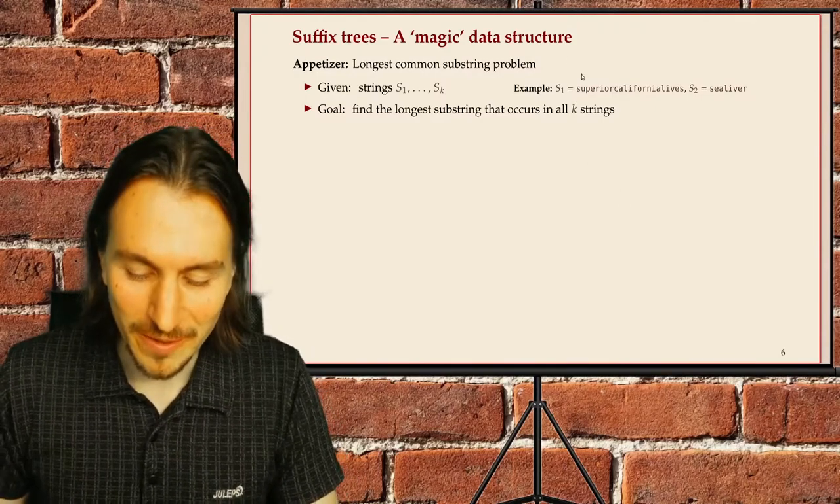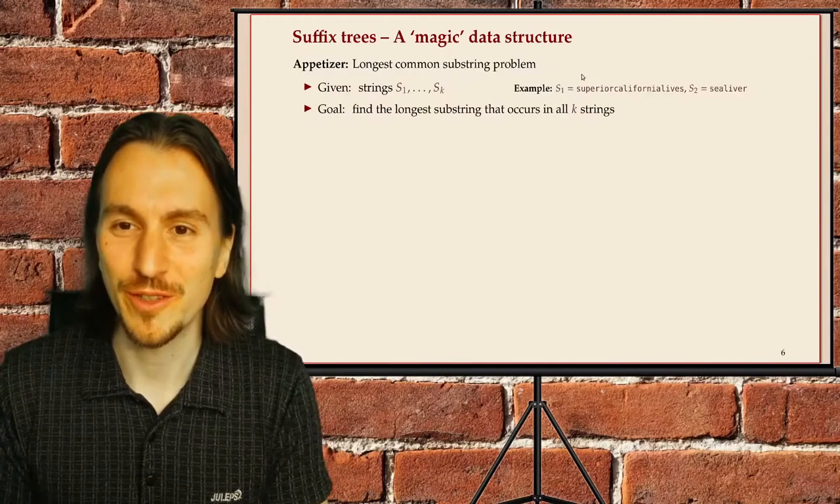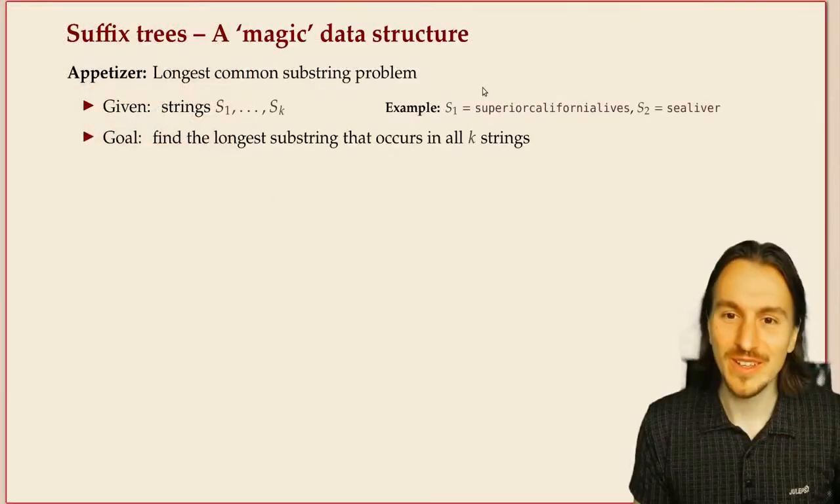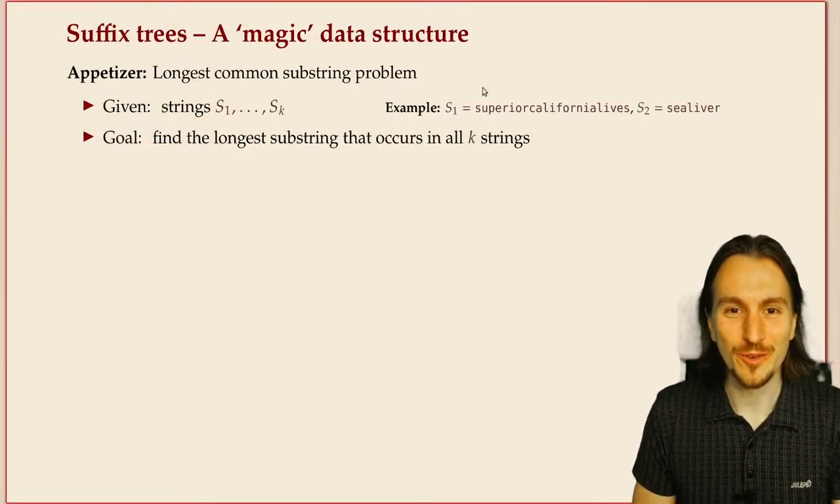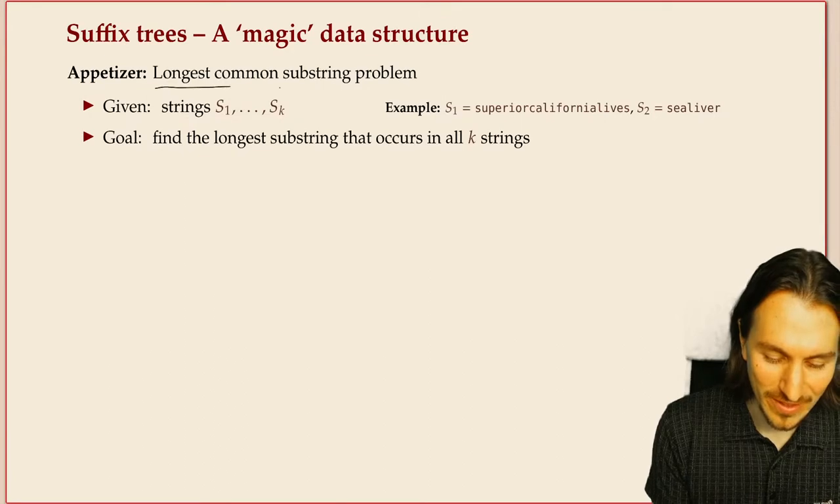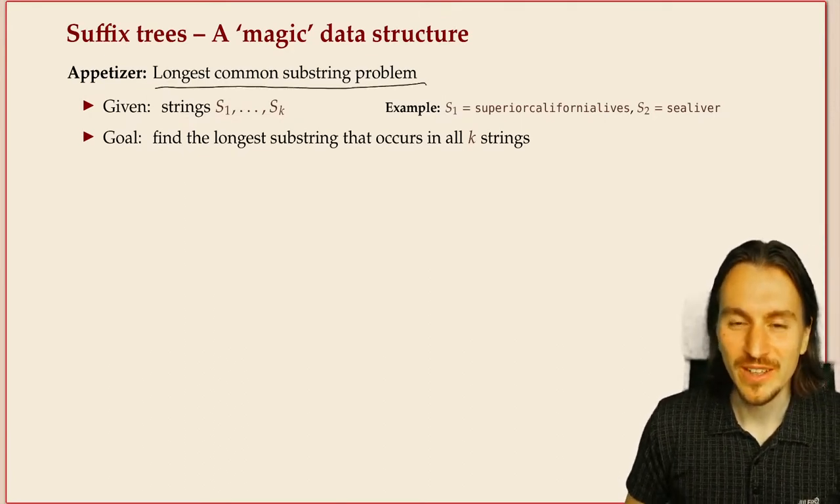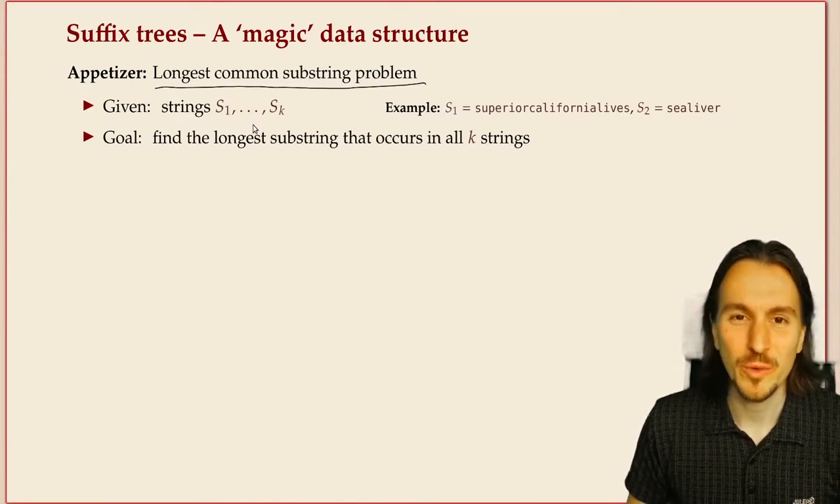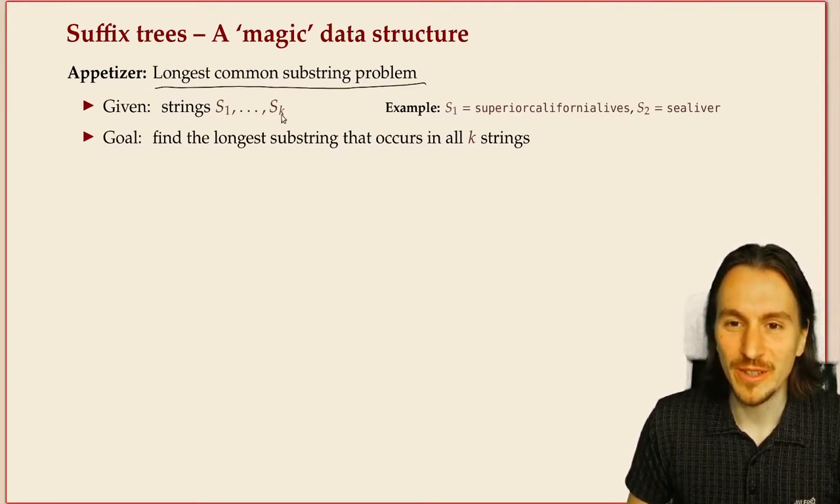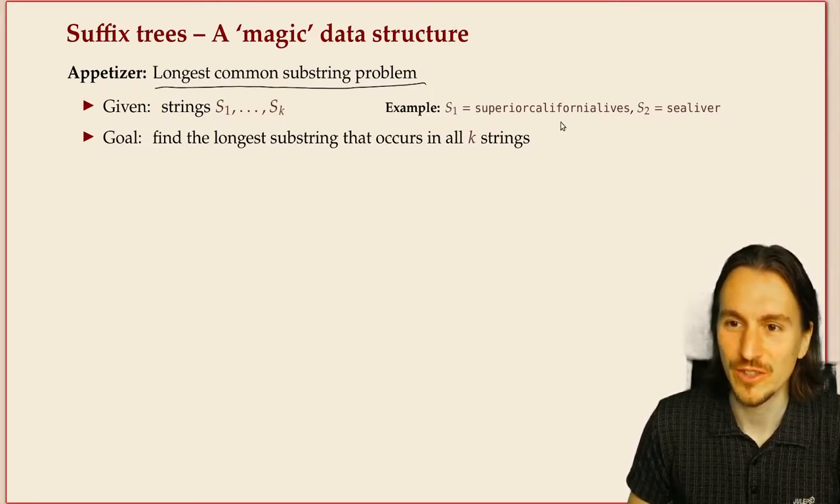A magic data structure. Before I show you how suffix trees work or what they really are, I want to motivate a little bit how formidable the problems are that they can solve by looking at this specific problem. It's the longest common substring problem. It's an intuitive question. Maybe it's not the most immediate that you would come up with, but it does arise in applications. So you're given a list of strings, these can be of different lengths, and they are over a common alphabet, say, but otherwise we don't have any restrictions. So here's an example.